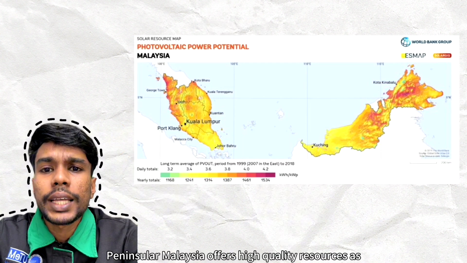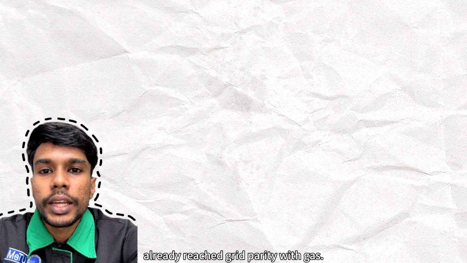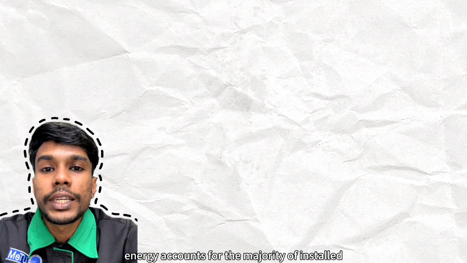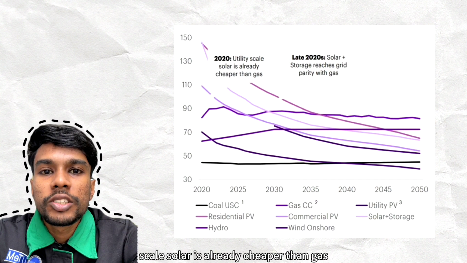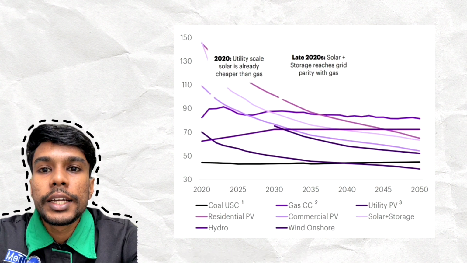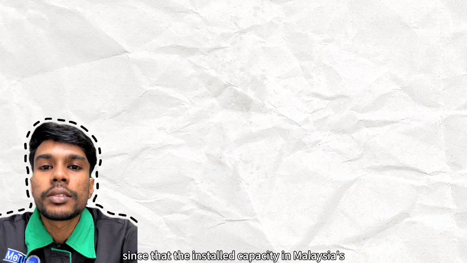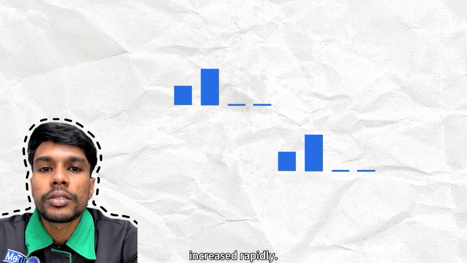Peninsular Malaysia offers high-quality resources and has already reached grid parity with gas. Currently, distributed solar energy accounts for the majority of installed solar capacity. In the 2020s, utility-scale solar is already cheaper than gas, while in the late 2020s, solar plus storage reached grid parity with gas. Since then, the installed capacity in the Malaysian solar sector has increased rapidly.